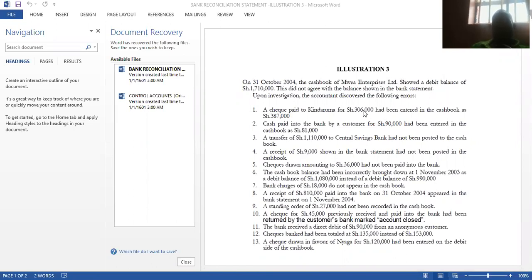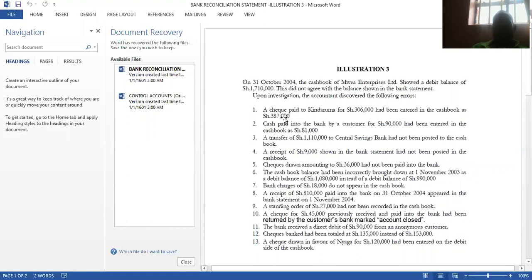The question that we have there is that on 31st October 2004, Wire Enterprises Limited had a cash book which showed a debit balance of this, which did not balance with actually the bank statement at that particular date. Upon investigations, the following errors were discovered.